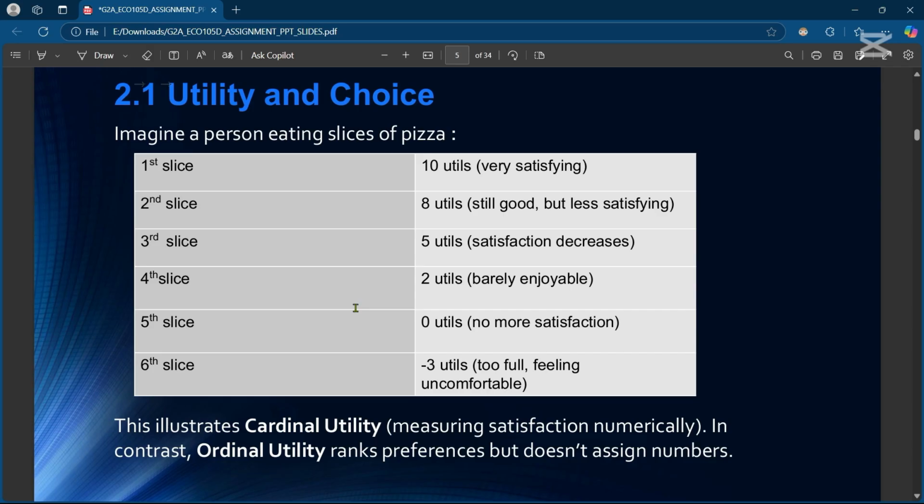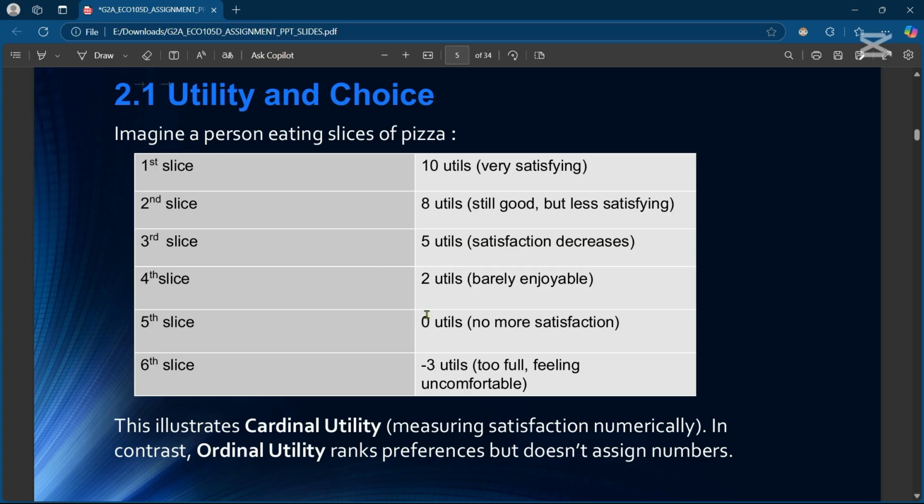Let's imagine a person eating a pizza. In the first bite, in the first slice, he gets 10 utils. We are considering a numerical value. It's very satisfying. When we bite the first slice of pizza, we get more pleasure. And the second slice, we are getting 8 utils, still good but slightly less satisfying. And the third slice, we got 5 utils. Now we are seeing that the satisfaction level is decreasing.